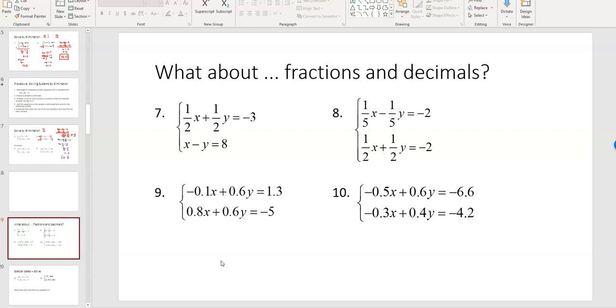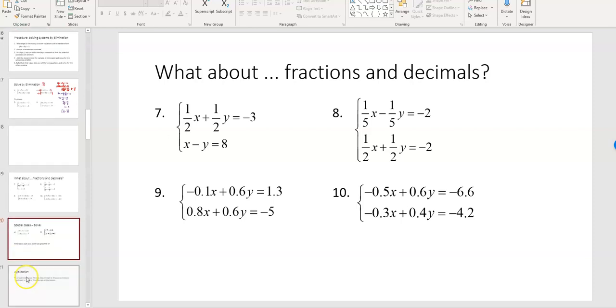What about these funky looking problems, fractions and decimals? If you have something with decimals like number 9, multiply everything by 10 to clear everything out. Right? Multiply it by 10, you'll end up with negative x plus 6y equals 13, 8x plus 6y equals negative 50, and then just solve from there. Same thing with fractions. Multiply top row, bottom row to clear something out, and then solve from there. All right, let's take a look at the special cases.